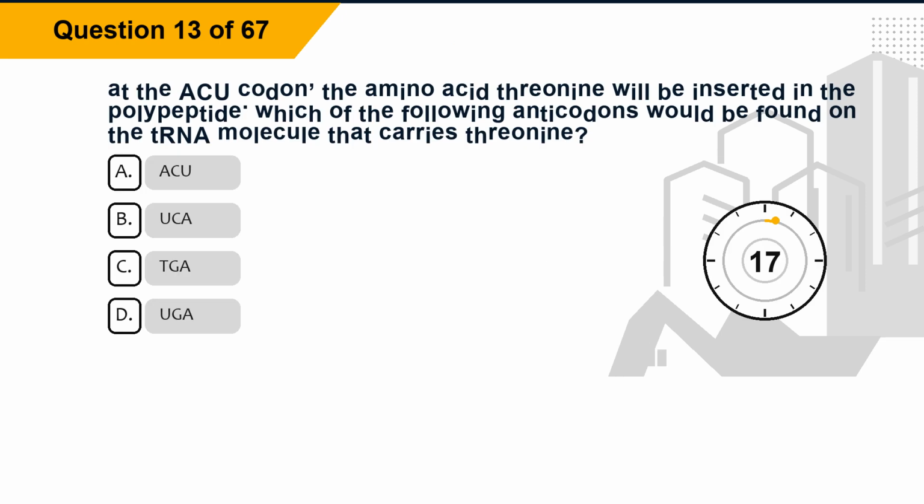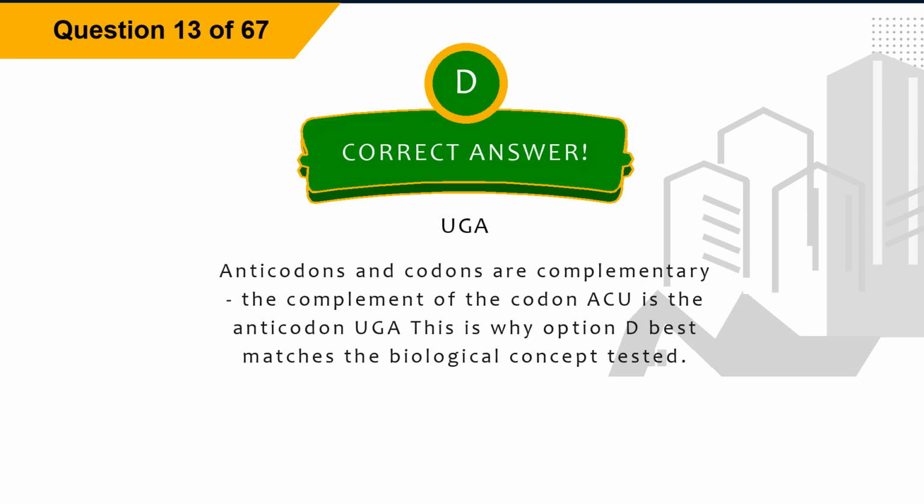Question 13. At the ACU codon, the amino acid threonine will be inserted in the polypeptide. Which of the following anticodons would be found on the tRNA molecule that carries threonine? Option A, ACU. Option B, UCA. Option C, TGA. Option D, UGA. The correct answer is option D, UGA. Explanation. Anticodons and codons are complementary. The complement of the codon ACU is the anticodon UGA. This is why option D best matches the biological concept tested.